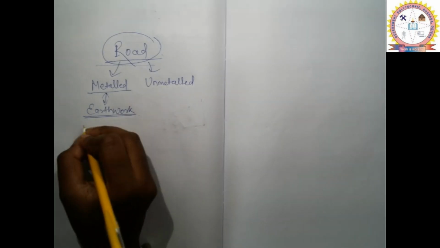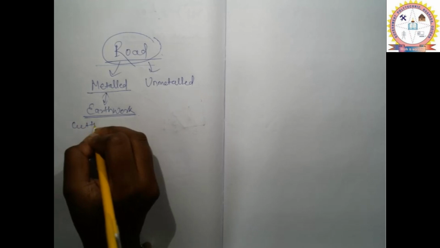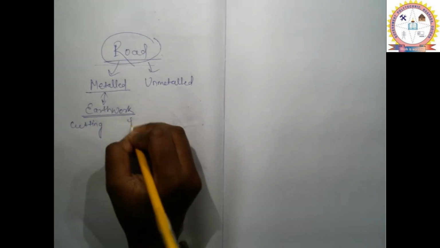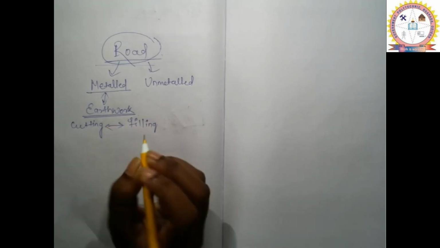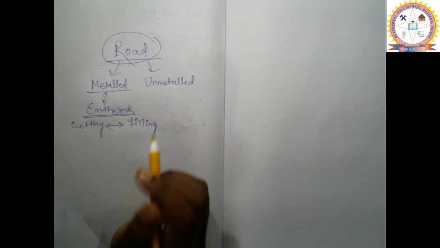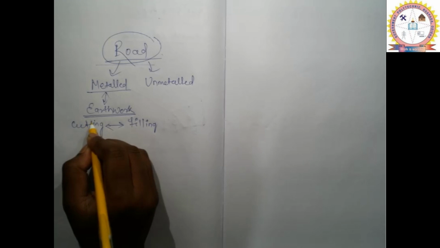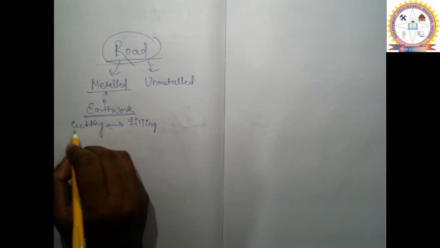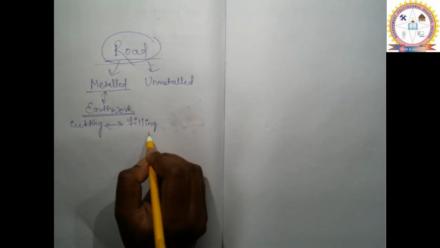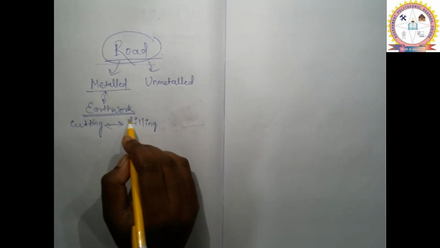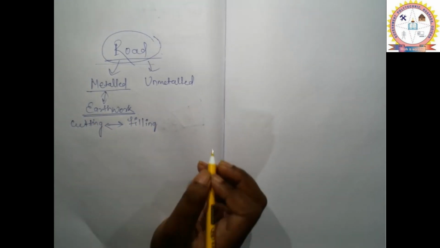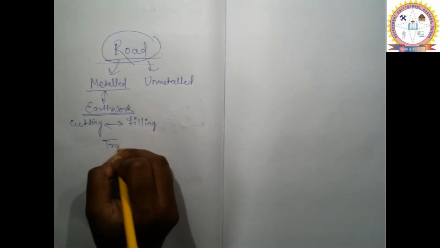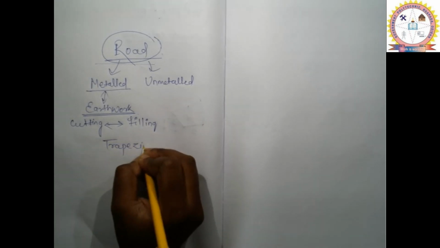When we are calculating earthwork before making a road, we have to know that earthwork can be done either in cutting section or in filling section. We have to calculate the earthwork of the cutting section or the earthwork of the filling section. And when the earthwork is done, it is done in a particular shape, and that shape is known as a trapezium.